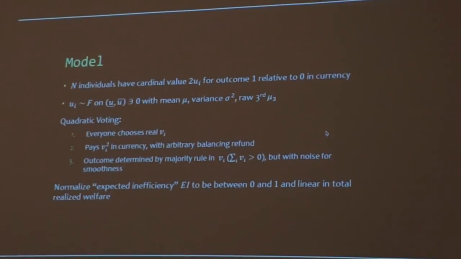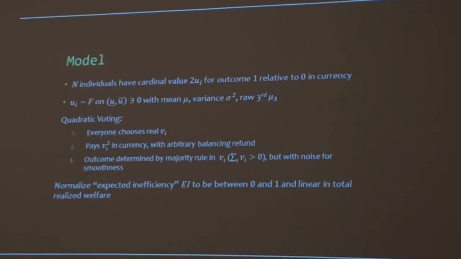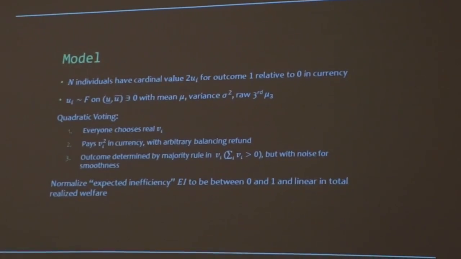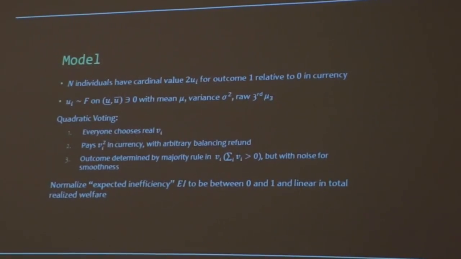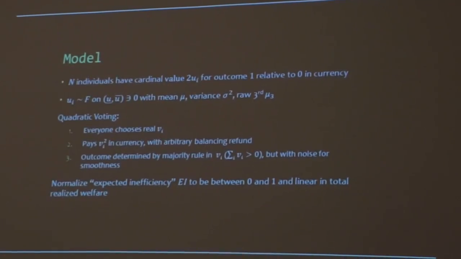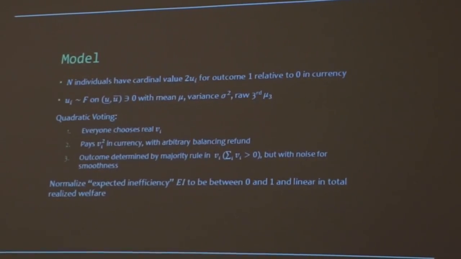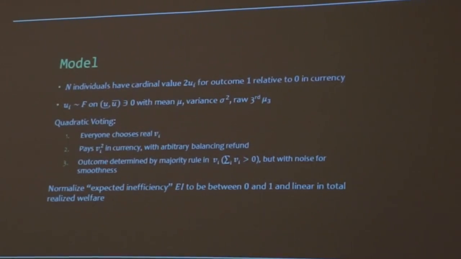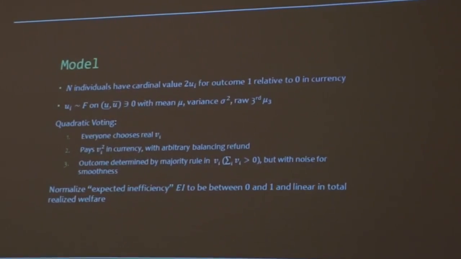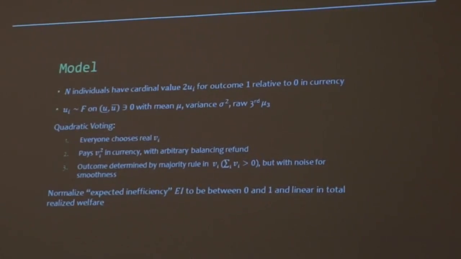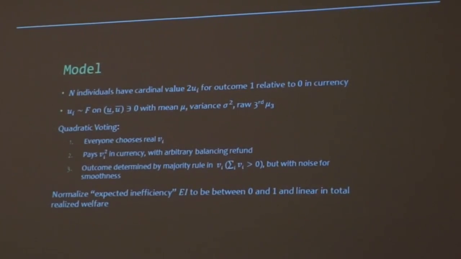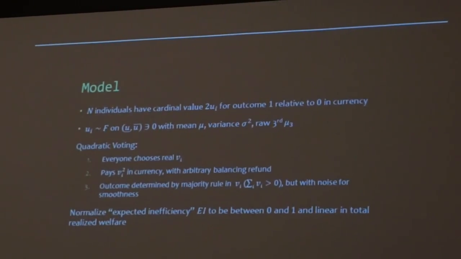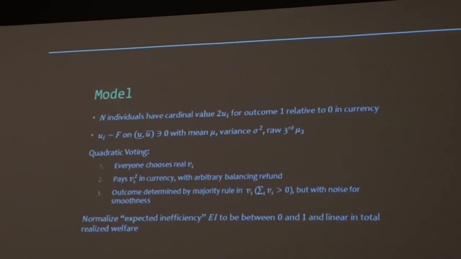Cool. So talking about voting and its efficiency. This gets a little bit mathy. Feel free to ask questions and stop me at any portion of this along the way. The model is essentially that there are voters with a cardinal value of 2i, and you have essentially a binary outcome that you can have within an economy. If everyone chooses via quadratic voting and pays v squared in currency, and we follow the rule, then we're able to normalize for expected efficiency.